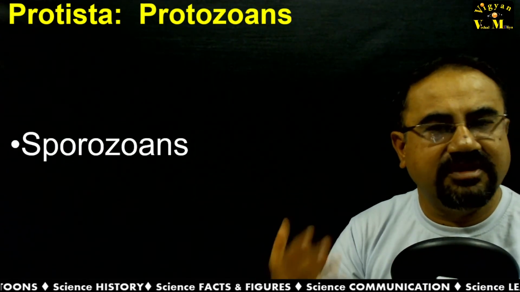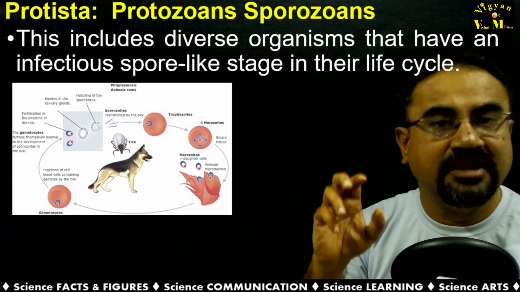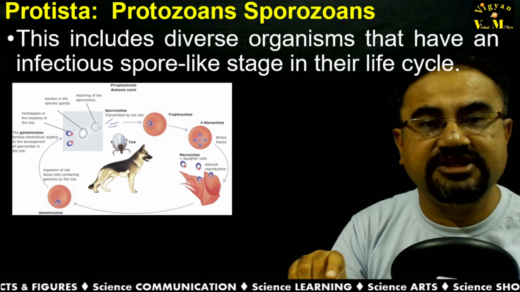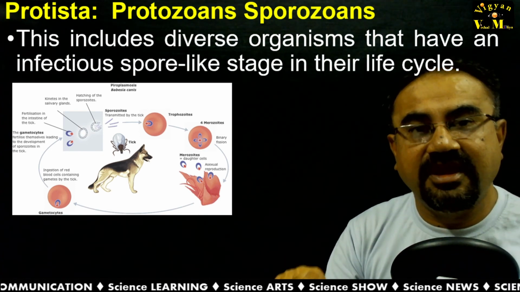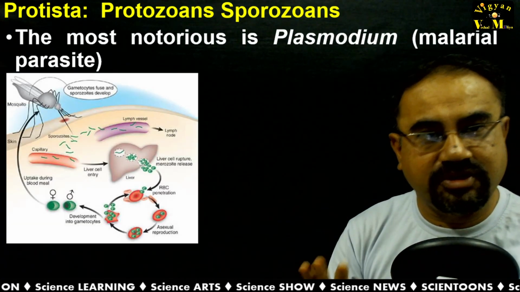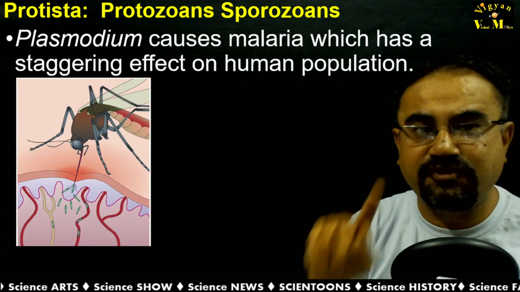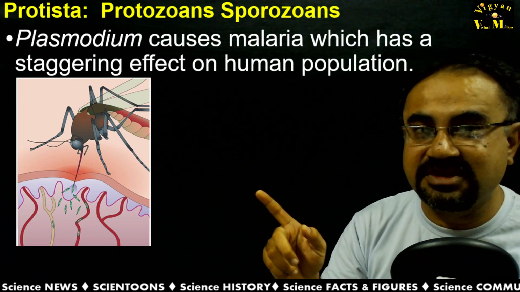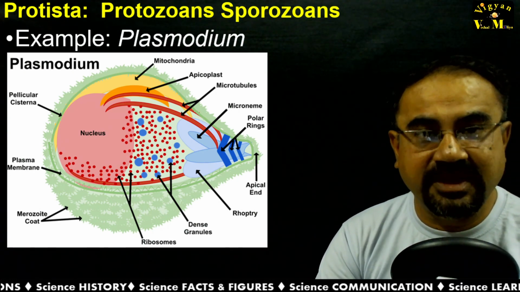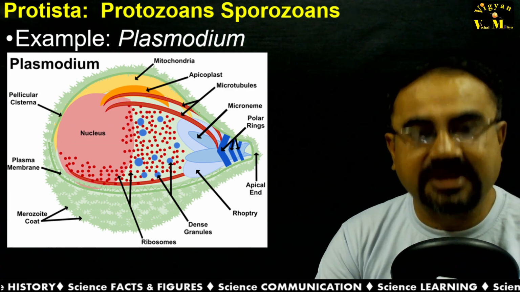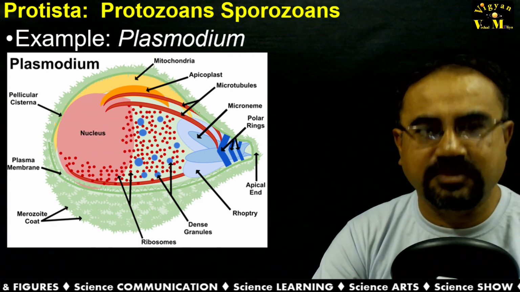The last part is the sporozoans. Sporozoans include diverse organisms that have an infectious spore-like stage in their life cycle. So spore is present, that's why they are sporozoans, and most of them are notorious. One example is Plasmodium. Here this Plasmodium is a genus, not the form which we discussed earlier in slime mold. Plasmodium is the malarial parasite. It causes malaria and affects a large part of the human population. Plasmodium is one of the best examples of sporozoans.